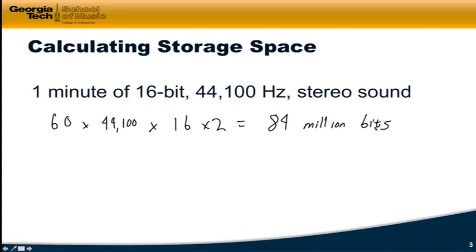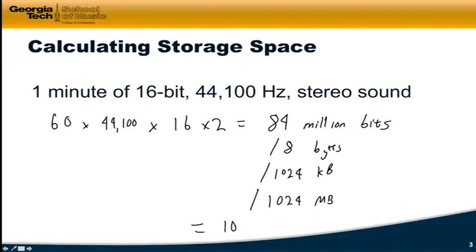bits. Now, before you start freaking out, that's bits. That's not usually how we talk about digital data. So if we convert this to bytes, we divide by 8. And then if we wanted to go to kilobytes, we would divide by 1024. And then if we wanted to go to megabytes, we'd divide by 1024 again. And that number is going to end up coming out to be about 10 megabytes. So in order to store 1 minute of 16-bit, 44,100 hertz stereo sound, we need about 10 megabytes of disk space.